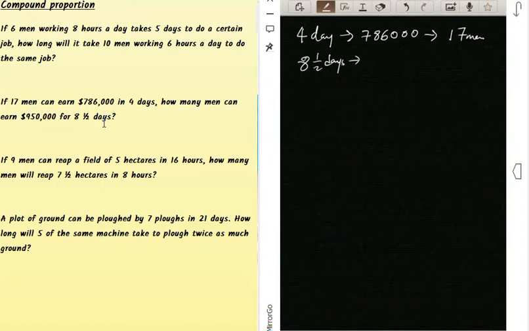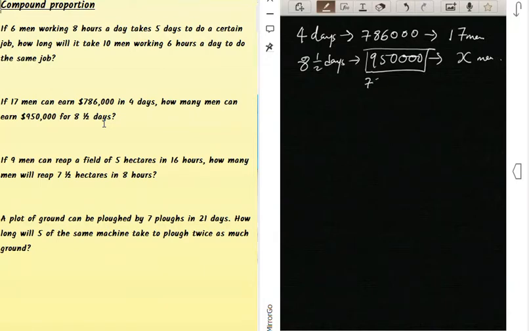And it takes 8.5 days to earn $950,000 by an unknown number of men, let's say X men. Now, similar to what we did earlier, we are going to create the same condition. That will help us to resolve it, like we're trying to reduce a compound proportion to a simple one. So we create the same condition and find out what will be the number of men under the same condition.